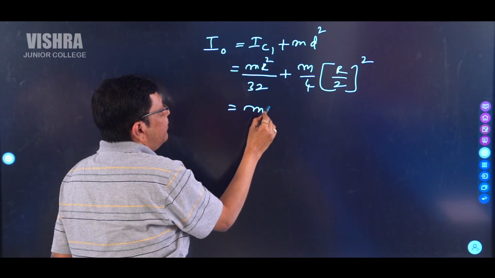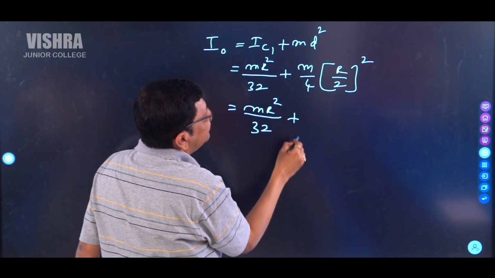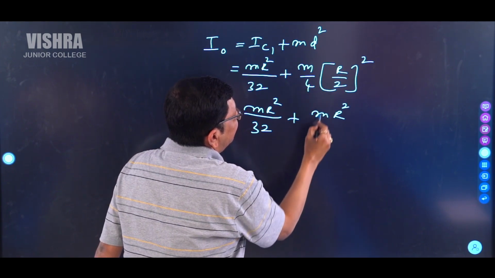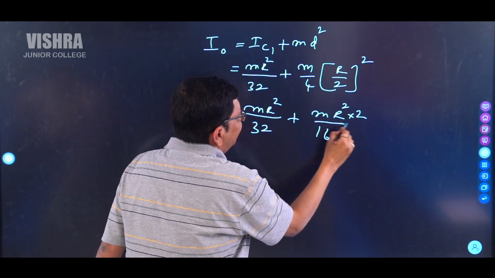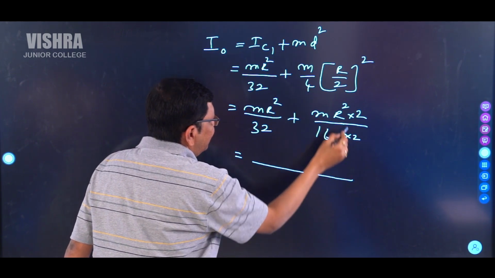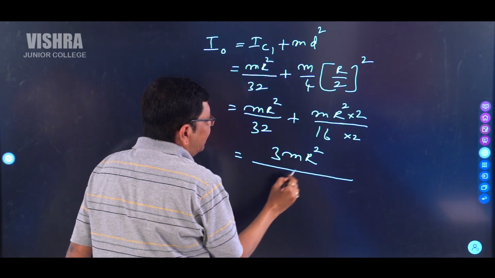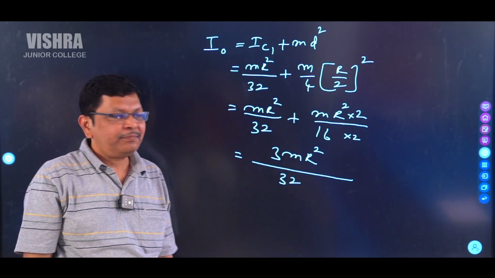That is MR square divided by 32 plus MR square divided by 4 into 16. I can multiply the numerator with 2, denominator with 2. Now denominators are equal, 32. So this is 3 MR square upon 32. This will be the moment of inertia of the cavity.